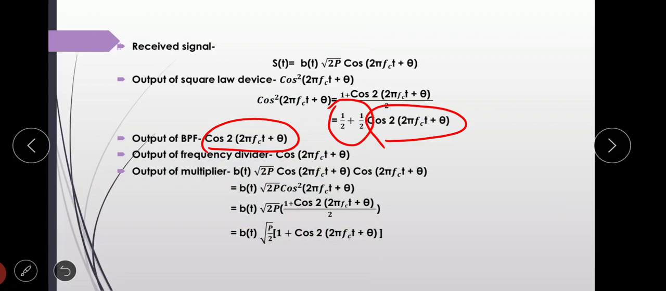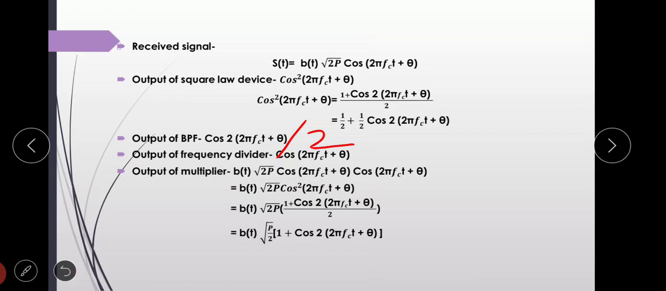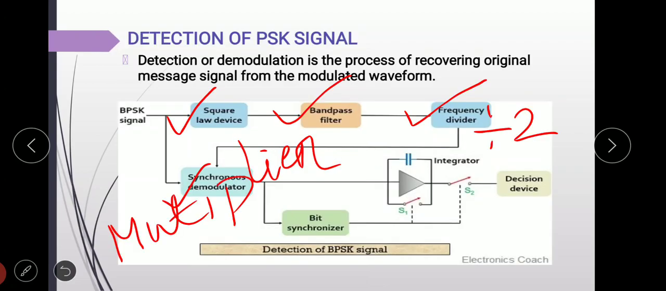So we divide the signal by 2, so the 2 cancels out. At the output of the frequency divider we only get cos (2 pi fct plus theta). This one is the output of the frequency divider. Then the output of the frequency divider is given to the synchronous demodulator or multiplier. To the synchronous demodulator we have to give another input here, that is the signal received by the receiver.